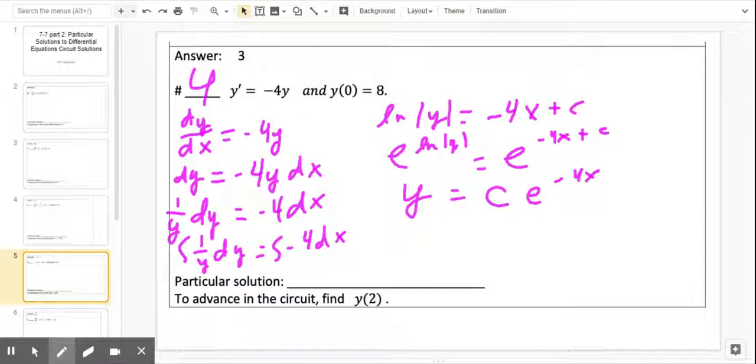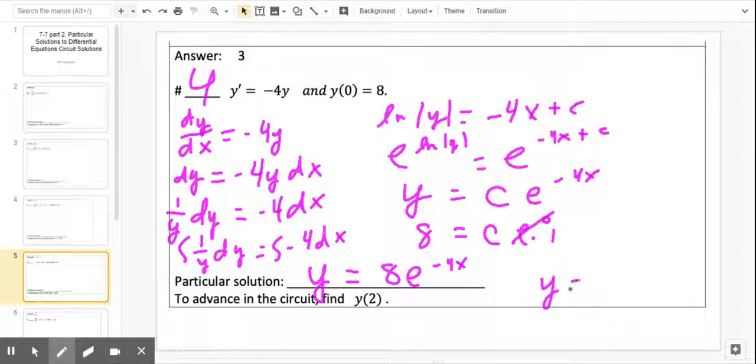So now we find our particular solution. So y of 0 equals 8, which means y is 8 when x is 0. So e to the 0th power is just 1. So this is c times 1, so 8 is c, which means our particular solution is y equals 8e to the negative 4x.